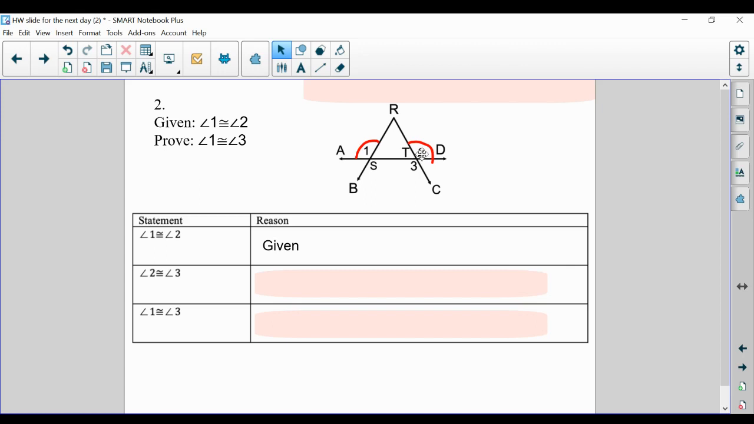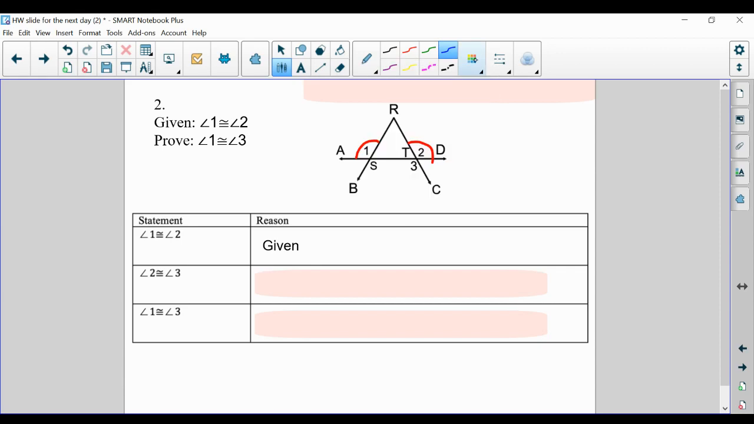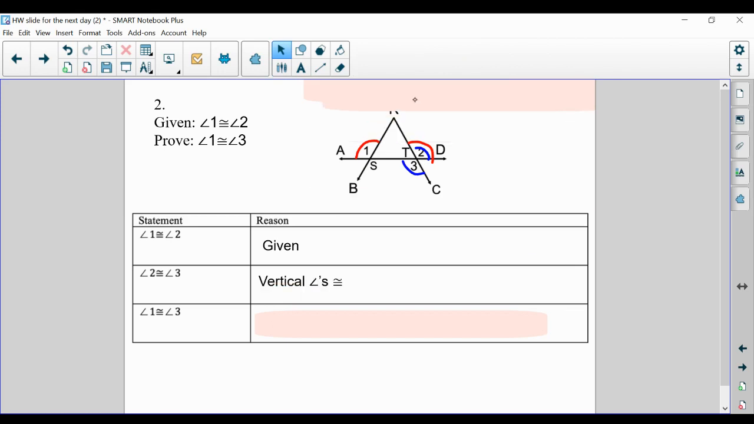Okay. Next one, do you see angle 2 and angle 3? What angles are they? They are close to each other. On the written exam, you can bring your own marker to the test. So angle 2 is congruent with angle 3. What angles are they? We learned this already. So the thing is we have to use all we have learned so far. Okay. Right, they're vertical angles. Okay, just write vertical angles are congruent.